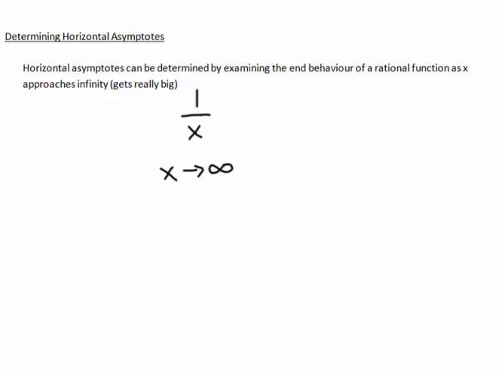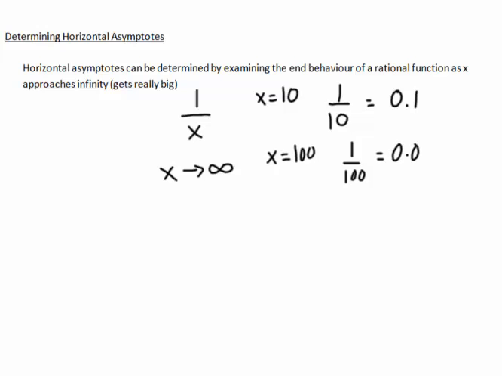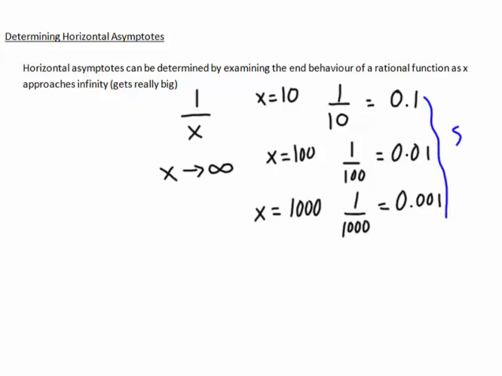So our first one, let's let x equal 10. Of course, that would be just 1/10, which is 0.1. If we made x even bigger, let's say it's 100, we'll get 1 over 100, and we'll get 0.01. Well, let's make x even bigger, 1,000. And you can probably already see a pattern occurring here. Our value is getting smaller and smaller.